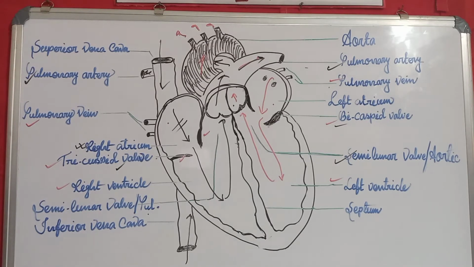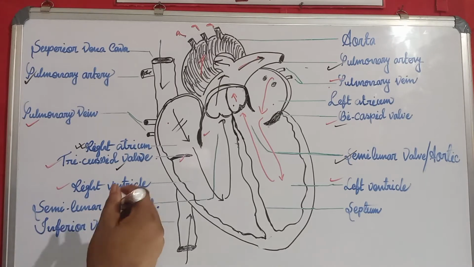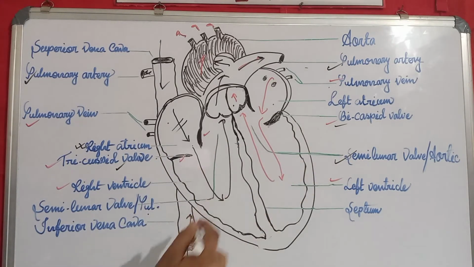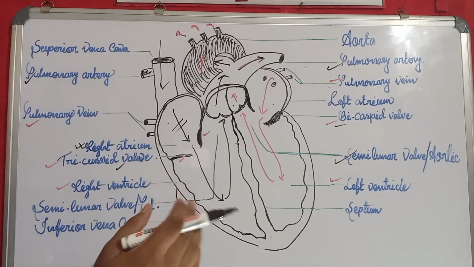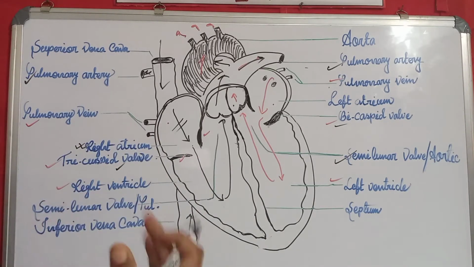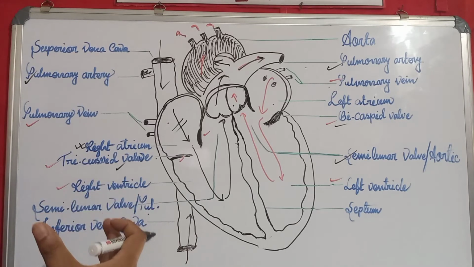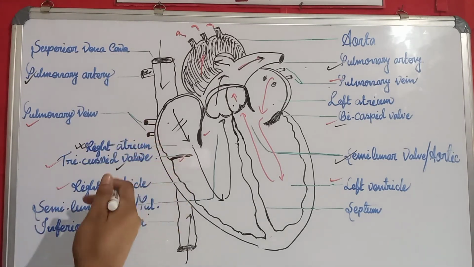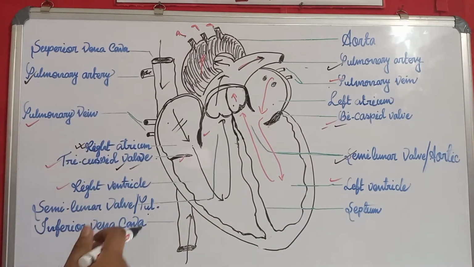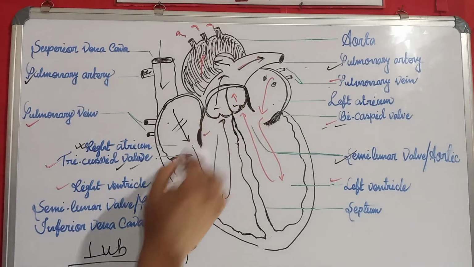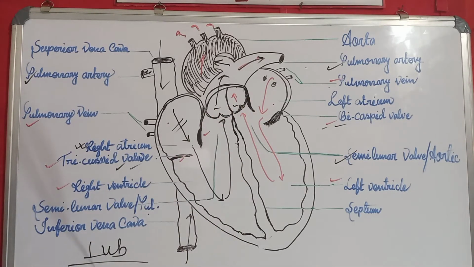What do they do? Number one, the bicuspid and tricuspid valves resist the blood from moving back into the atrium. Another function is the lub-dub sound within our heart, the heartbeat sound, which is formed due to them. When the tricuspid and bicuspid valves close, that is a sound called the lub. And when the semilunar valves close, the sound is called the dub. That is the lub sound and dub sound.